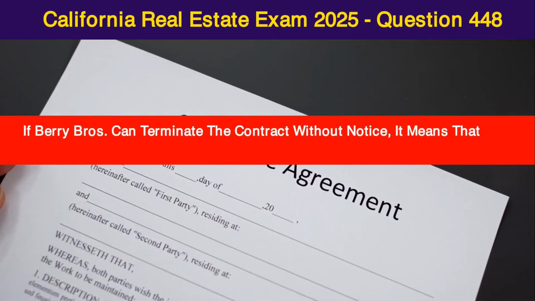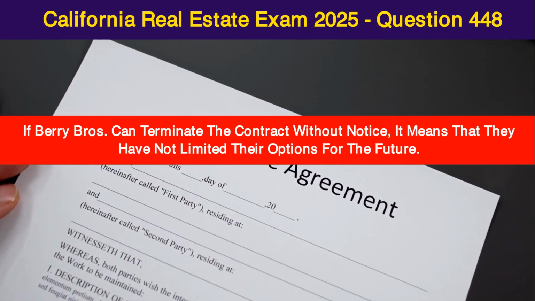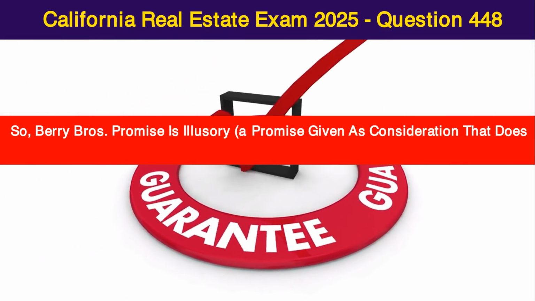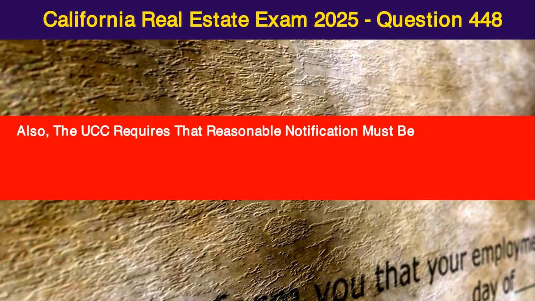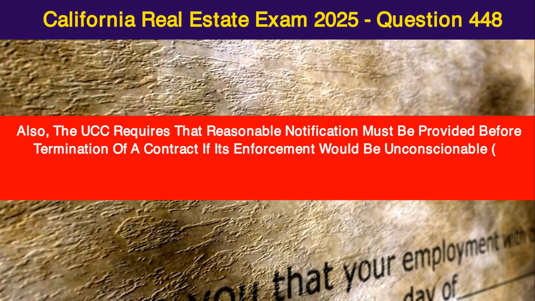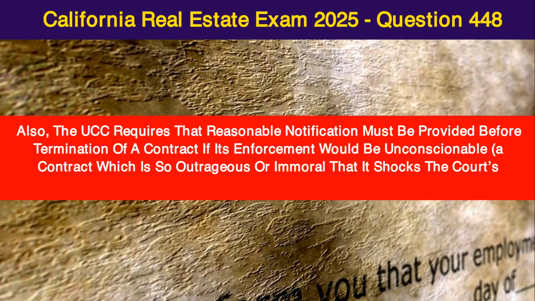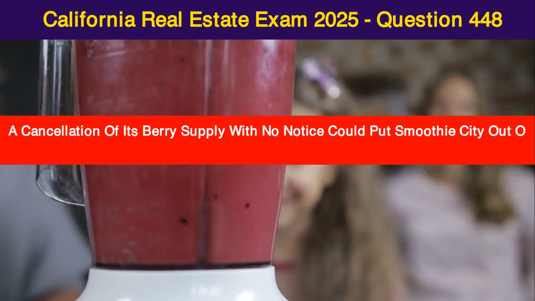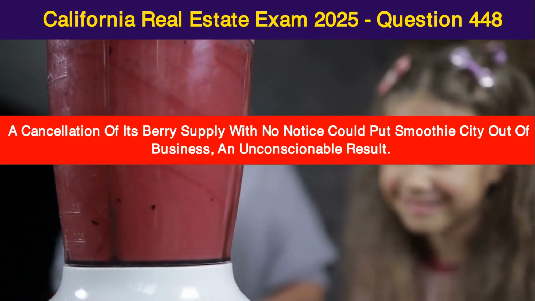If Berry Bros can terminate the contract without notice, it means that they have not limited their options for the future. So, Berry Bros' promise is illusory, a promise given as consideration that does not actually obligate it to anything. Also, the UCC requires that reasonable notification must be provided before termination of a contract if its enforcement would be unconscionable, a contract which is so outrageous or immoral that it shocks the court's sensibility. A cancellation of its berry supply with no notice could put Smoothie City out of business, an unconscionable result.